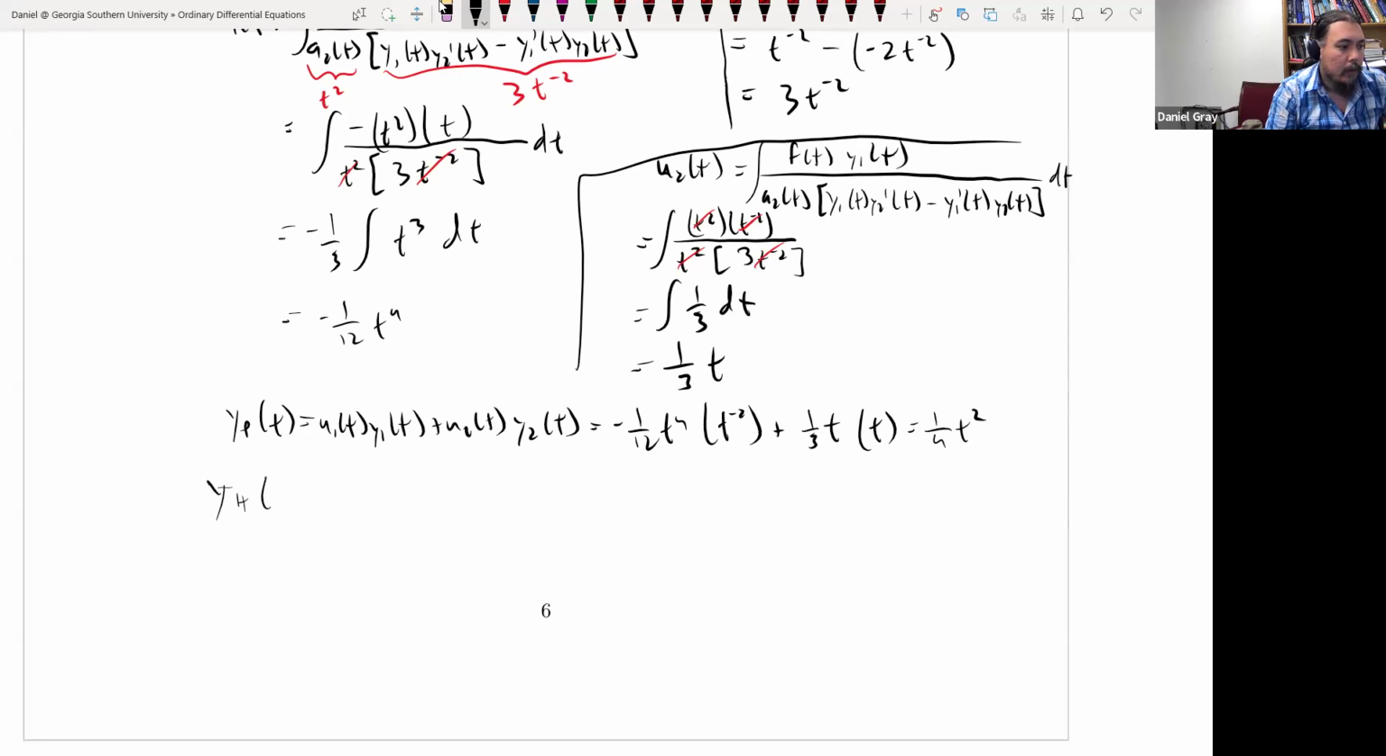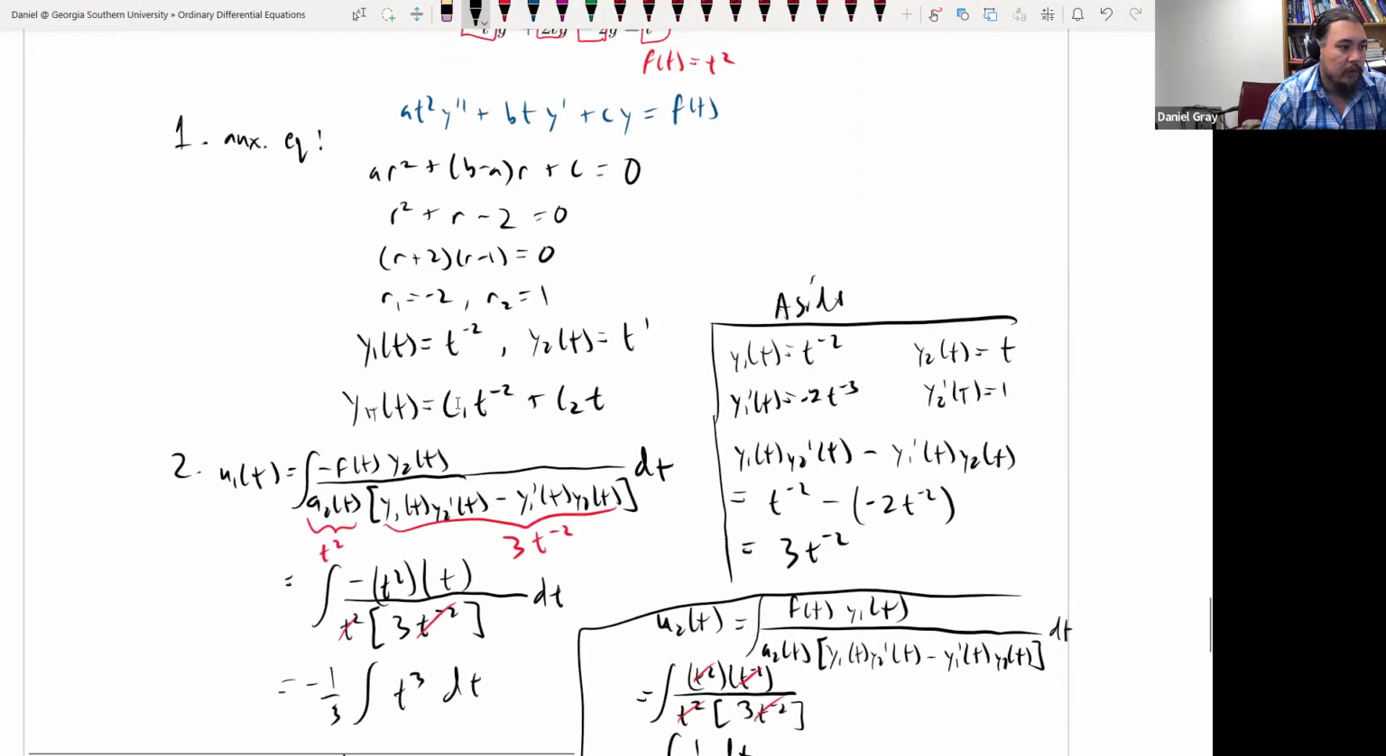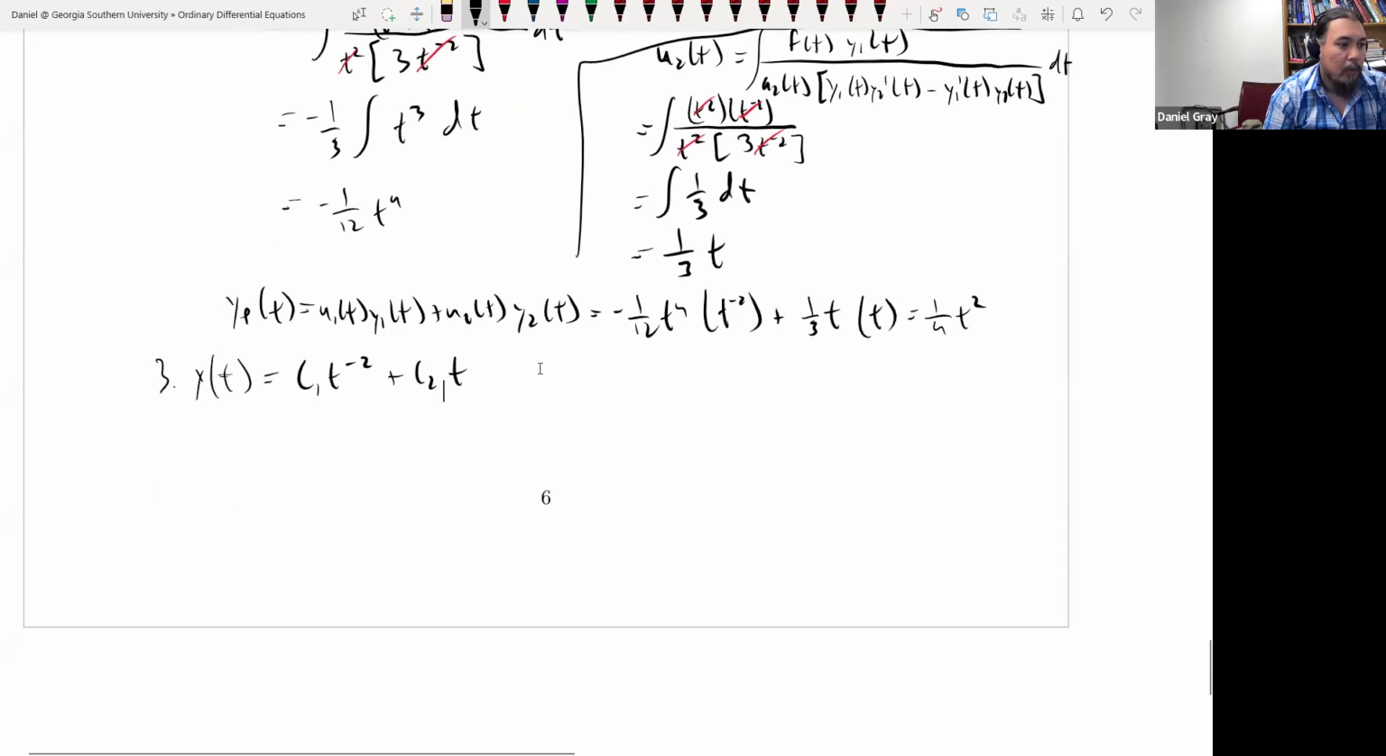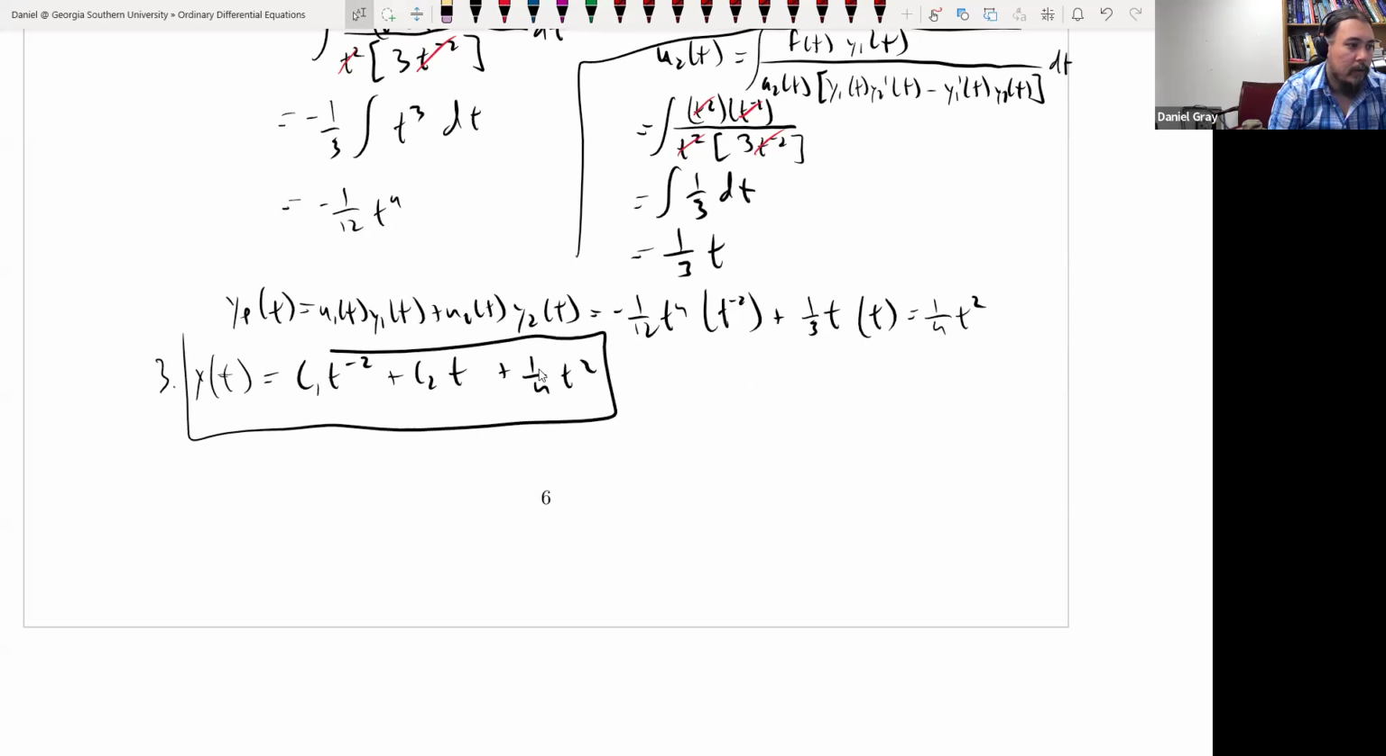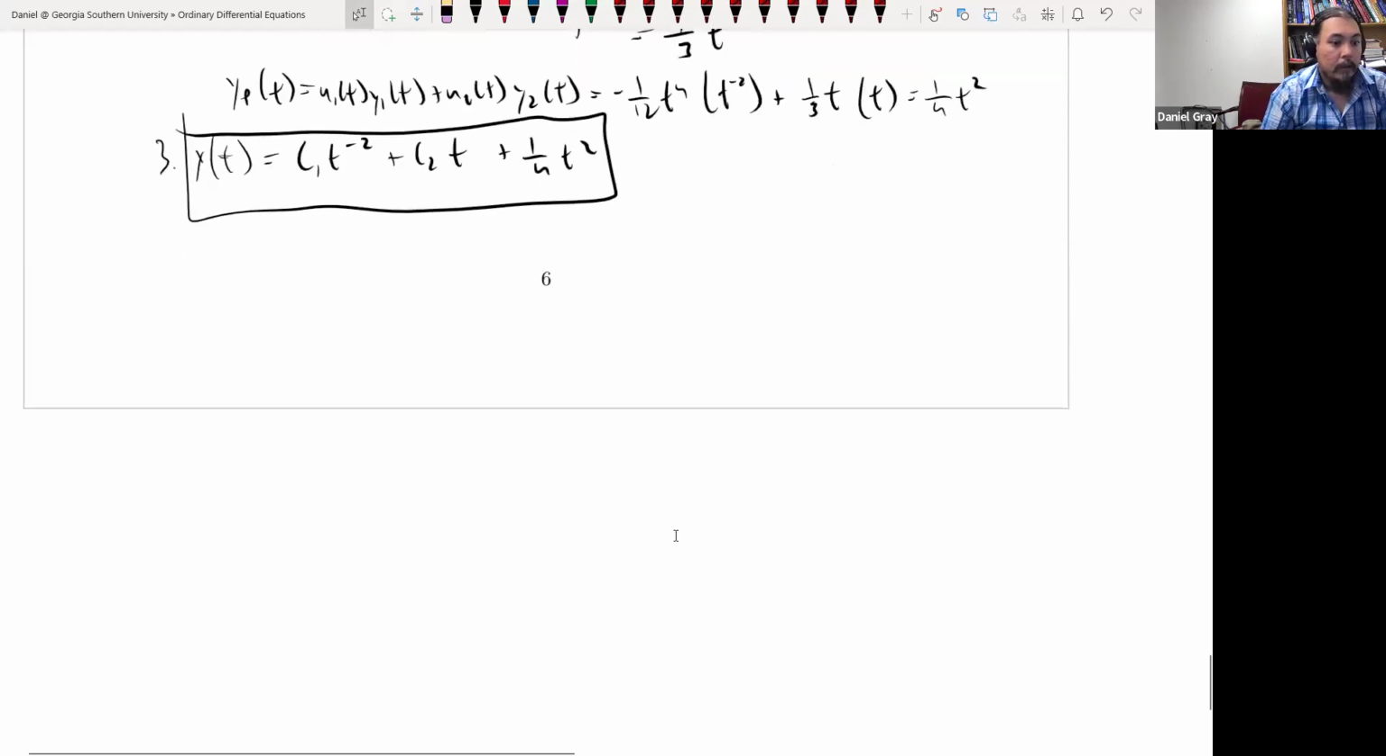Now, oh, I said yh of t, but step 3 is the general homogeneous solution here. So step 3 here, we're going to have y of t is going to be equal to c1 t to the negative second plus c2 t to the 1st power. I don't know if I wrote my general homogeneous solution. I did. Okay, good. Plus my particular solution, which was 1/4 t squared. And there we have it. Okay, so that's the last problem.